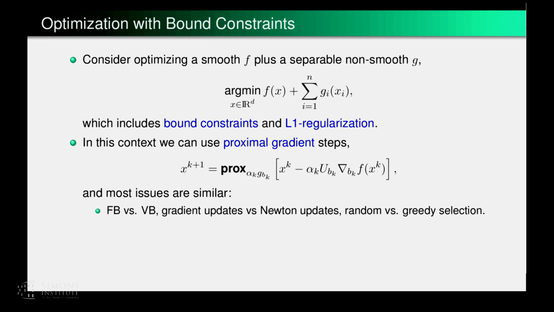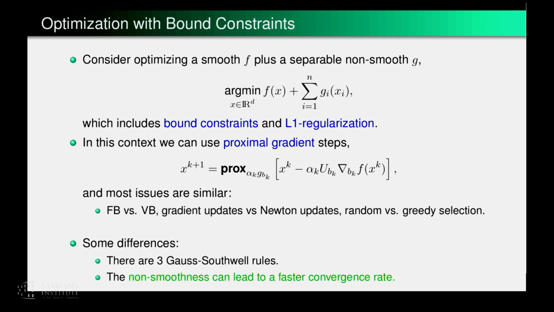Many of the issues are exactly the same in this setting. So you get roughly the same convergence rate as if you didn't have the non-smooth term. You can talk about variable blocks versus fixed blocks, gradient versus Newton, random versus greedy, and so on. So I don't want to talk about that. What I want to mention is some of the differences. One thing is I had some arguments with my student because we all thought the Gauss-Southwell rule was a different thing. It turns out there's 3 different Gauss-Southwell rules in the literature for this problem. Only one has the nice theoretical properties.